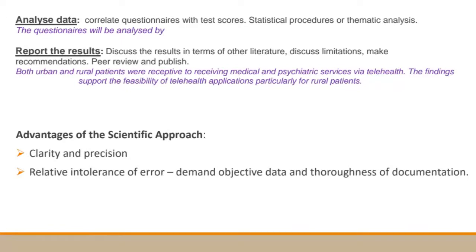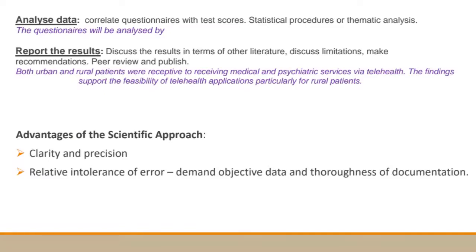So you report the results that you've got, which are empirical results, that you've collected data, analyzed it, you report it, compare it to other studies, other literature, discuss limitations, and make recommendations. It then goes through a process of peer review, where it's submitted to bodies where peers review it. And once it's been approved by them, then you publish it. Okay. So the report could be your data. The final thing could be: both urban and rural patients were receptive to receiving medical and psychiatric services via telehealth. The findings support the feasibility of telehealth applications, particularly for rural patients. And then you could say there were limitations.